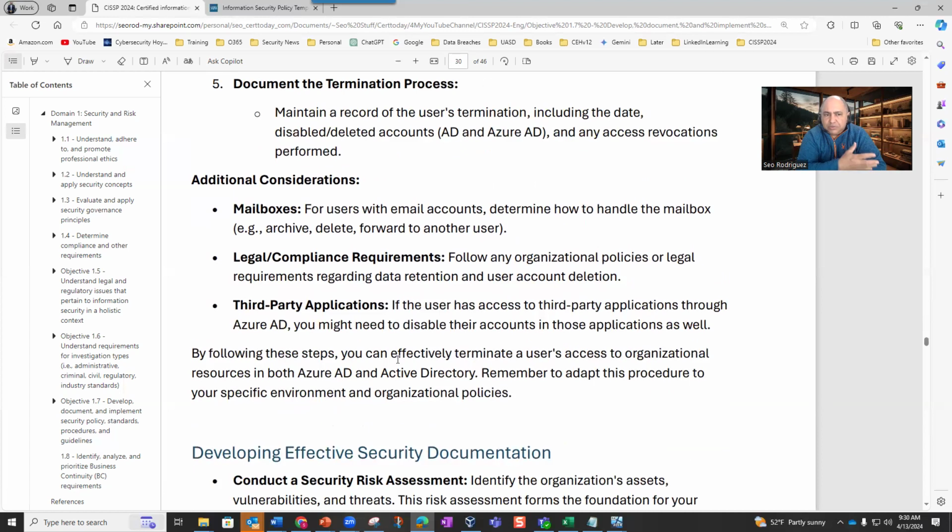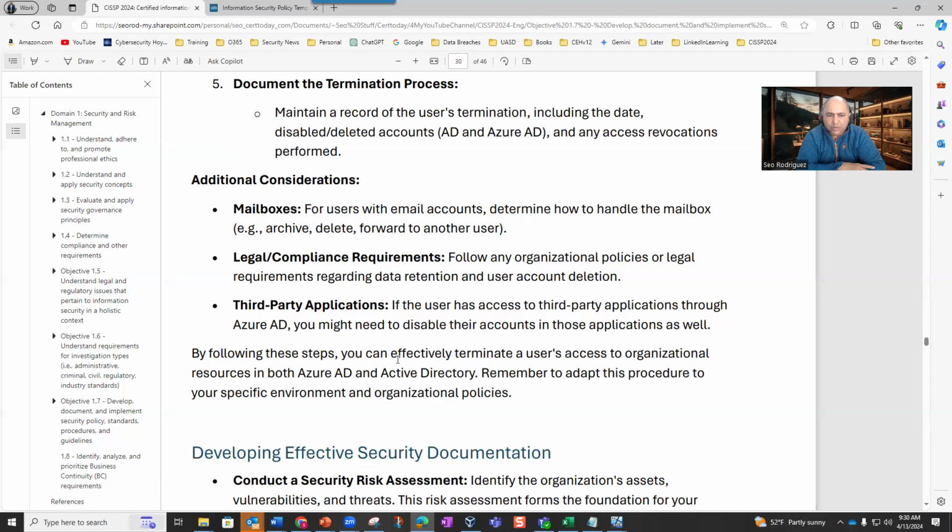Additional considerations could be part of this also. Mailboxes: for users with email accounts, determine how to handle the mailbox, that is, whether you're going to archive it, delete it, or forward it to another user. For legal compliance requirements, follow any organizational policies or legal requirements regarding data retention. If third-party applications are involved, such as through Azure AD, you might need to disable their accounts in those applications as well if they're not synced.